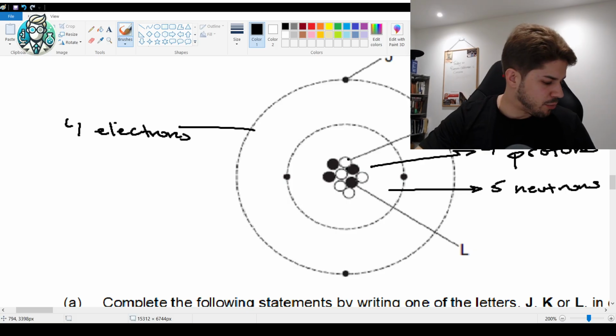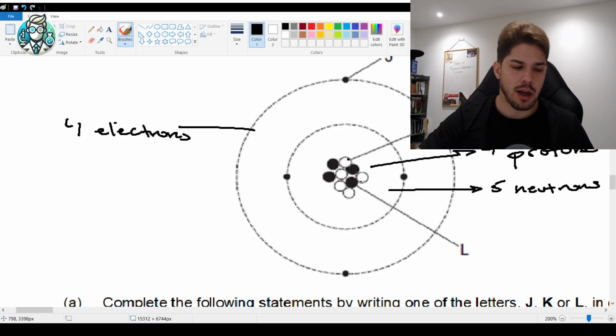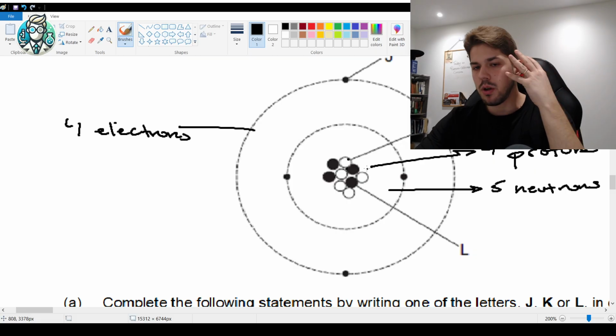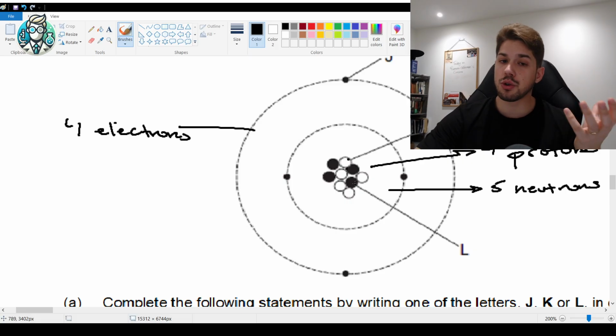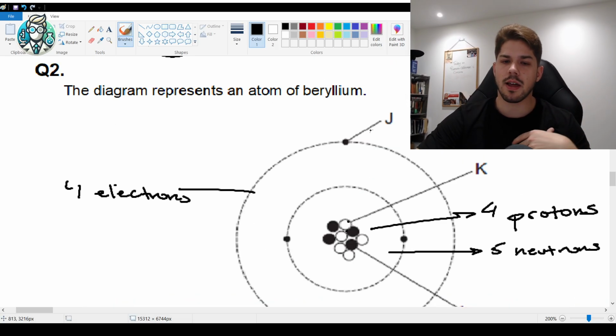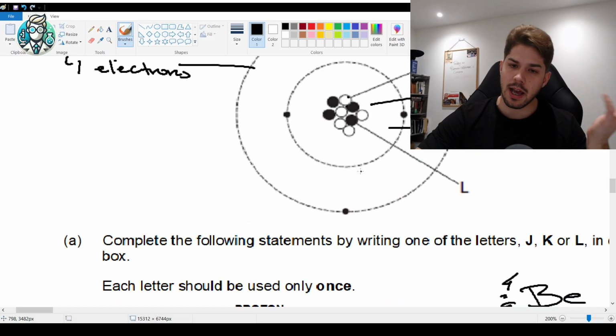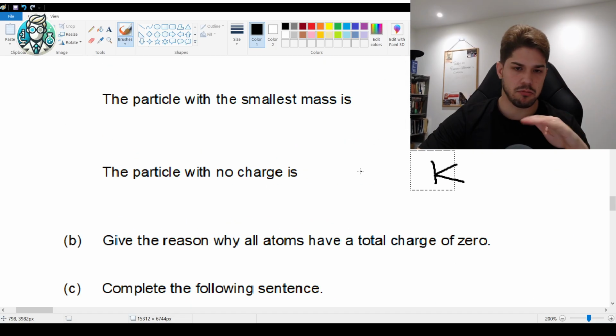L is the number of protons, because we have 4, and beryllium has atomic number 4. Remember that the atomic number refers to the number of protons, and is unique for each element. 1, 2, 3, 4. 5 is the number of neutrons. They don't have charge. That's why they're called neutrons, because they are neutral. And then we have J, which are the electrons, and they are the smallest one.